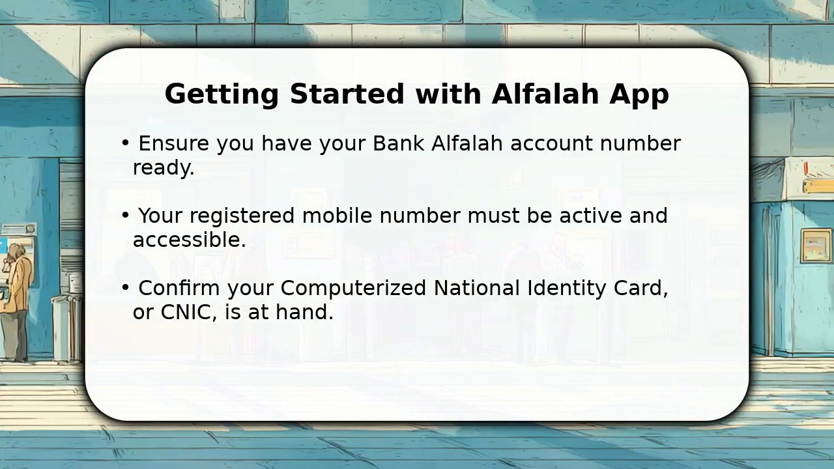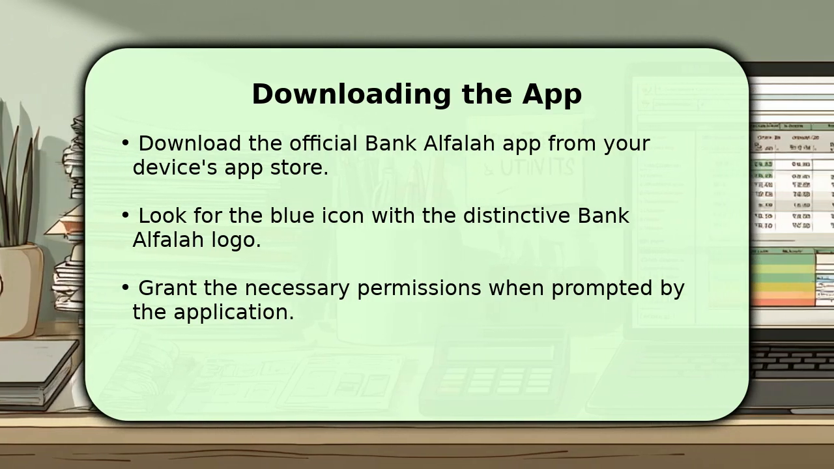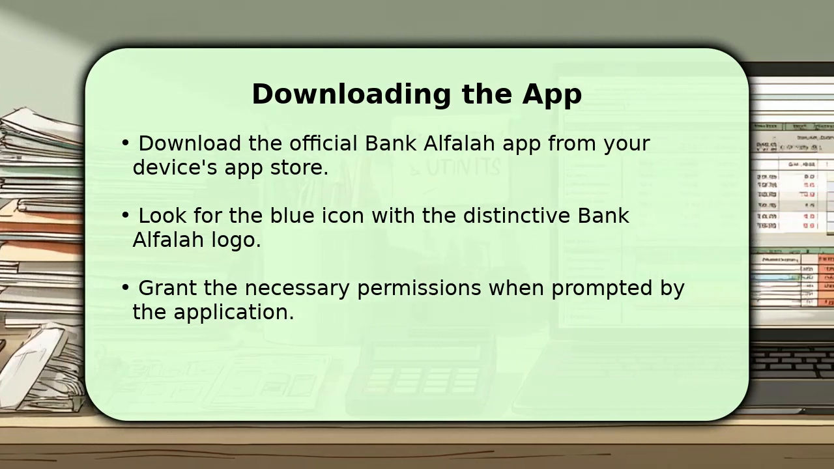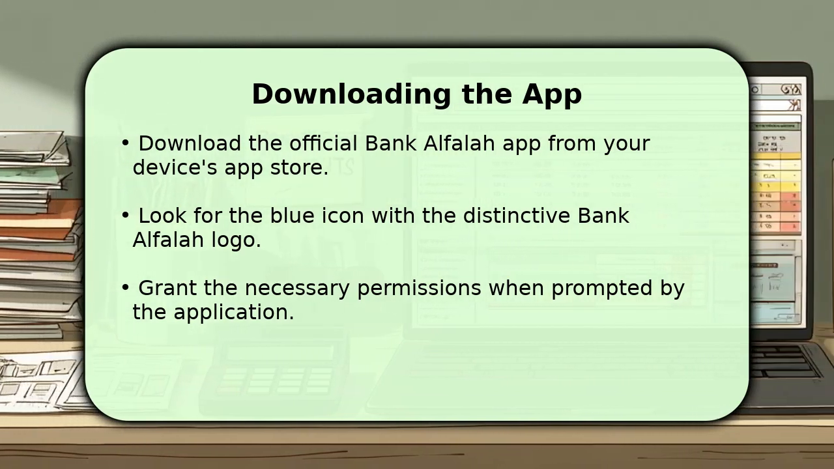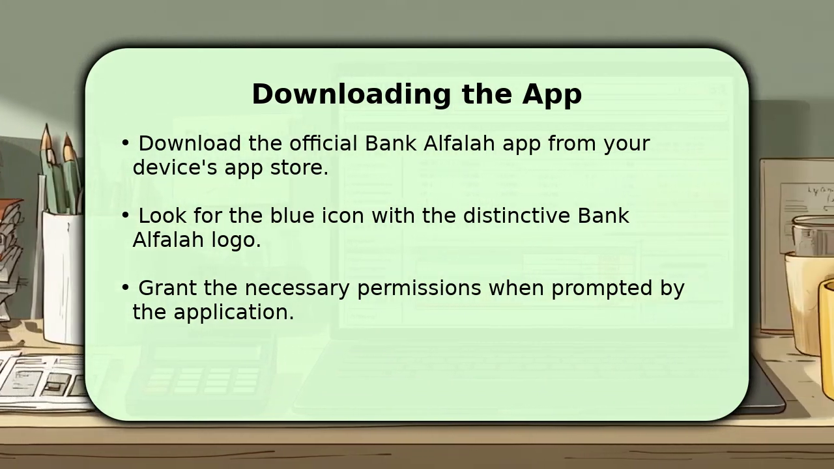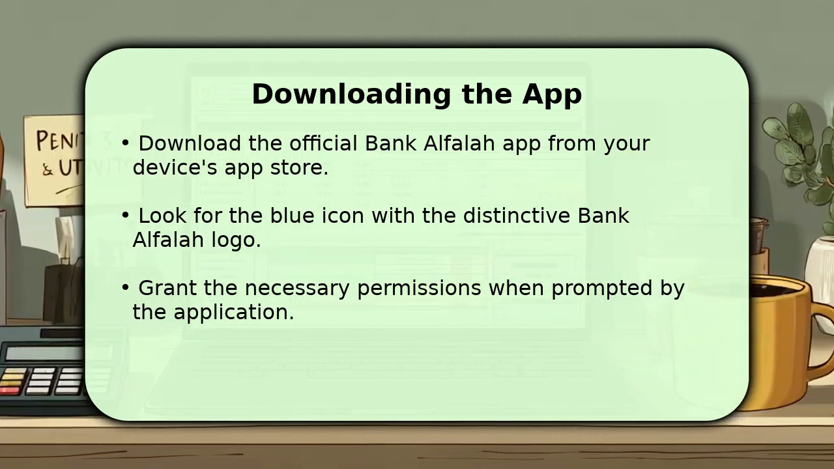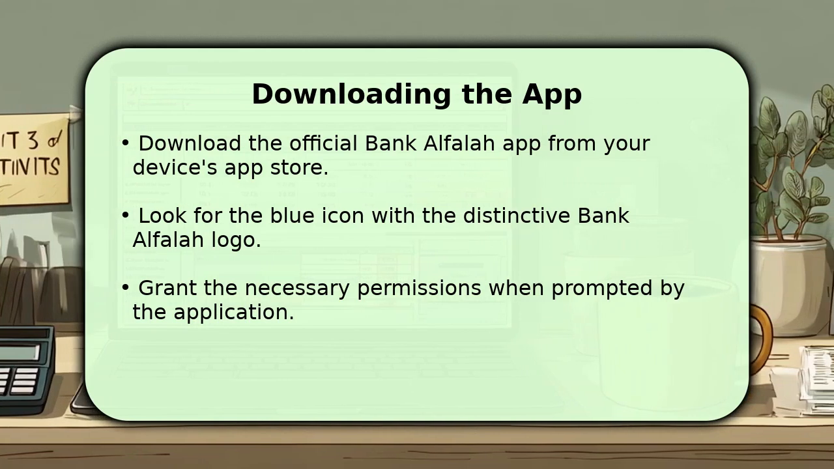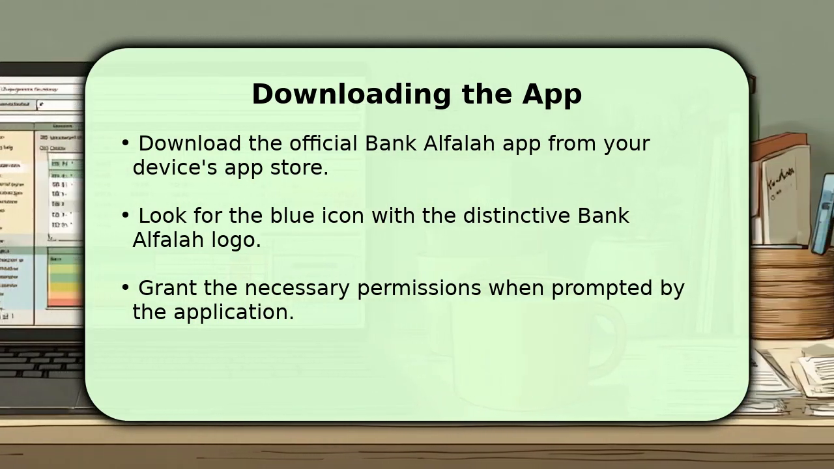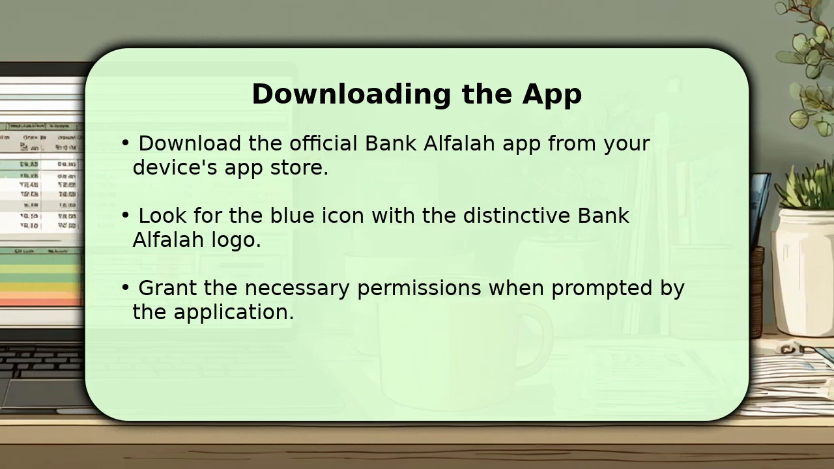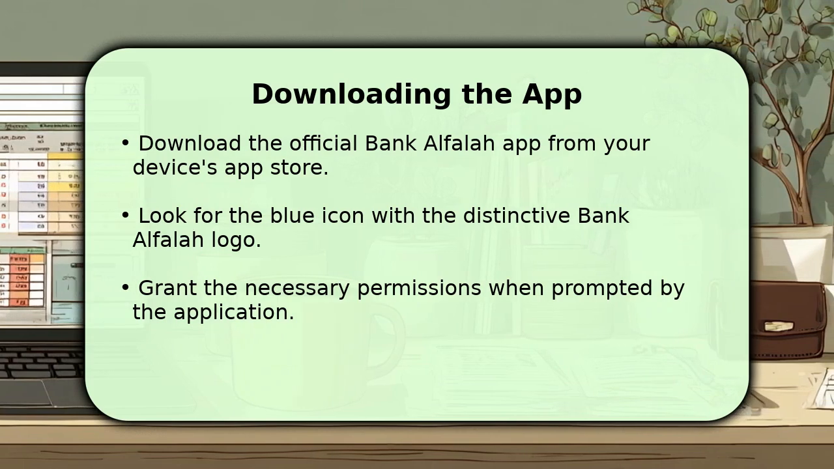identity during setup. The initial step involves downloading the official Bank Alfalah app, available on both the Apple App Store and Google Play Store. Simply search for Bank Alfalah and look for the genuine application, marked by its clear blue icon and familiar logo. Once downloaded, open the app and accept any required permissions, such as access to your phone or SMS messages, which are essential for seamless operation and security during the setup process.